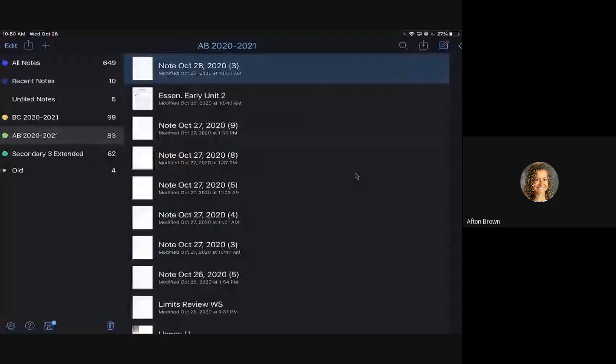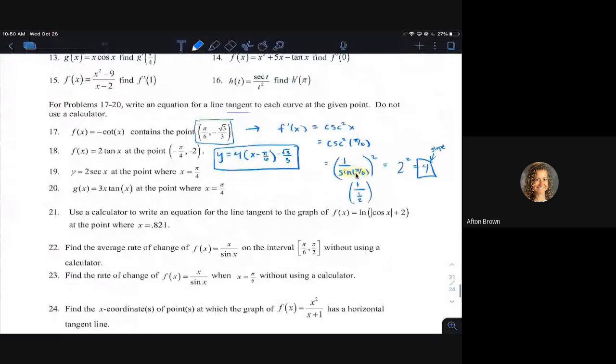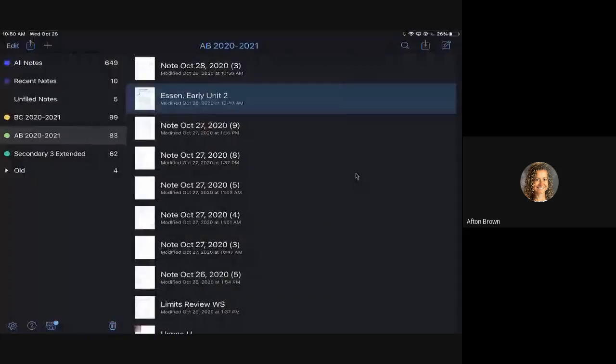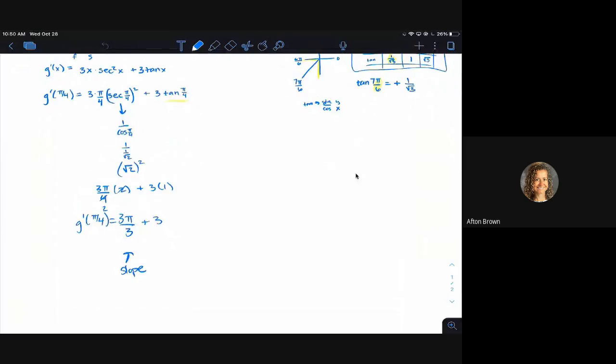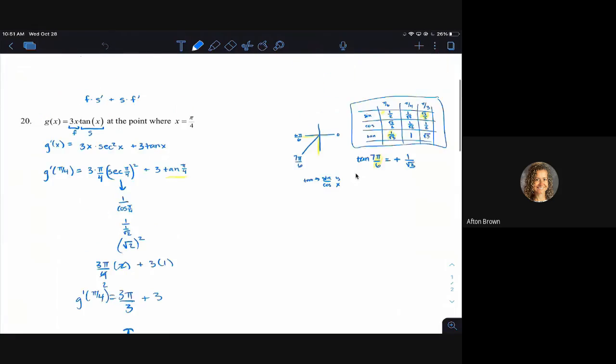Sorry. They asked for the whole tangent line, right? Yeah, we need the tangent line. What else do we need besides the slope? The y coordinate. So we go back to our original function. To find the y, you have to take this x and plug it in here. So the point is found by evaluating g at pi fourths.